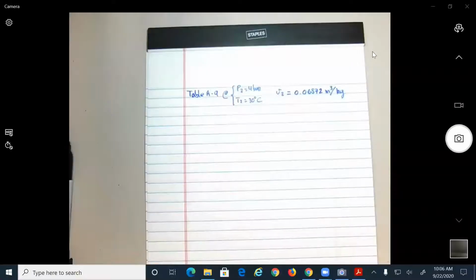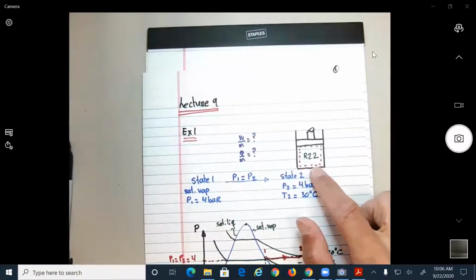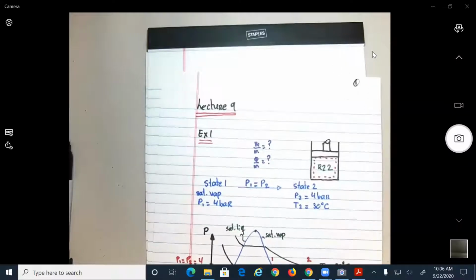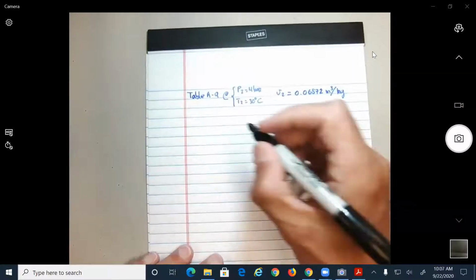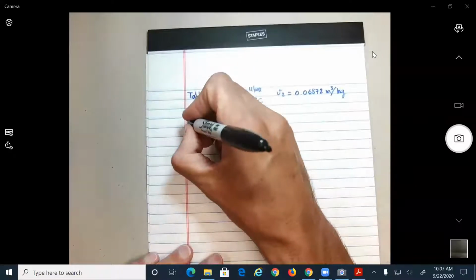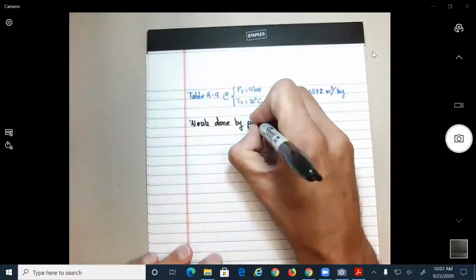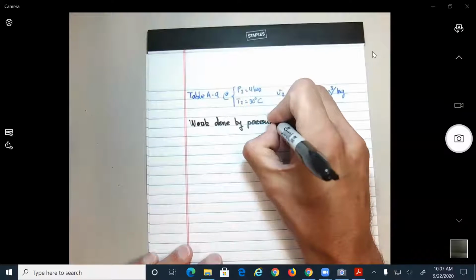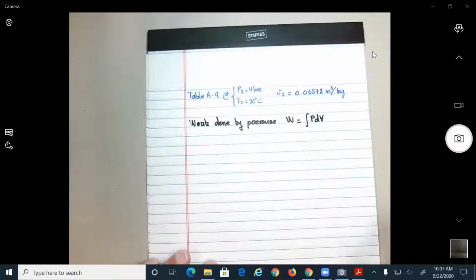Okay, so if you remember the problem, this is the problem we are dealing with. So what type of problem is this one? This is constant pressure, okay? So for constant pressure, we need to find what is the work done by the pressure. So if you remember the expression for work done by pressure, was given by the expression integral of P dV, okay?